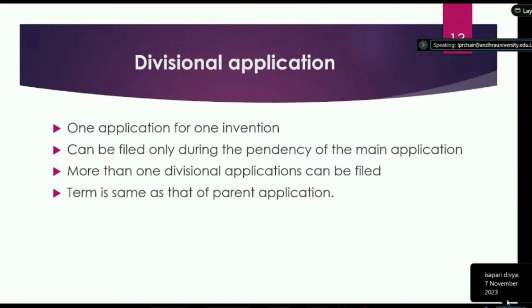So more than one divisional application can be filed and the term is the same as that of the patent application. However, different renewal fees will be applicable once these divisional applications are also granted. They will have a separate patent application number and, if granted, a separate patent number. However, they will be linked with the original patent so that their term will be the same as that of the original patent.